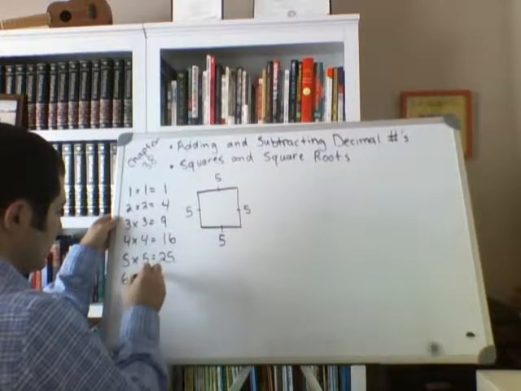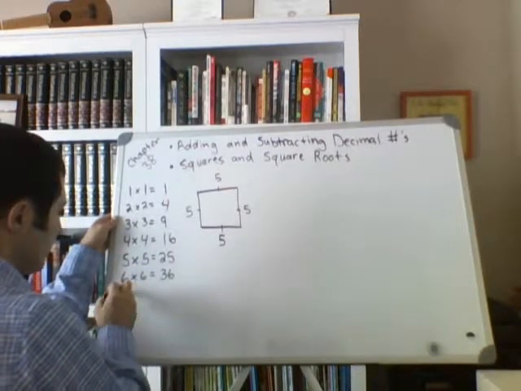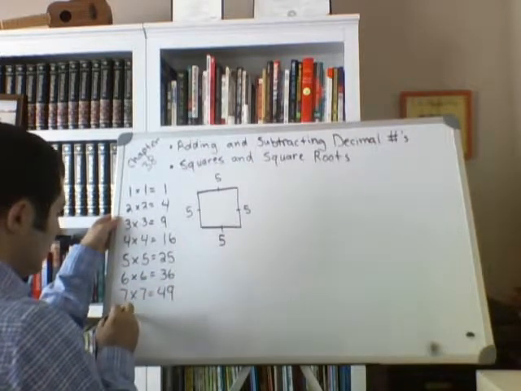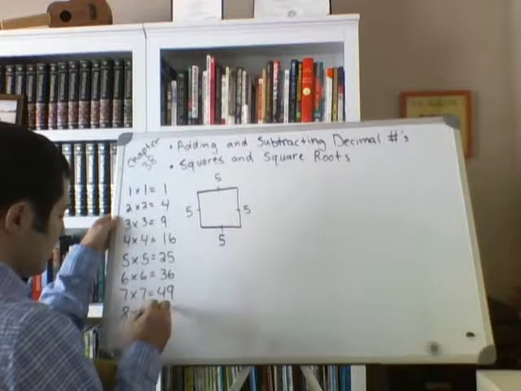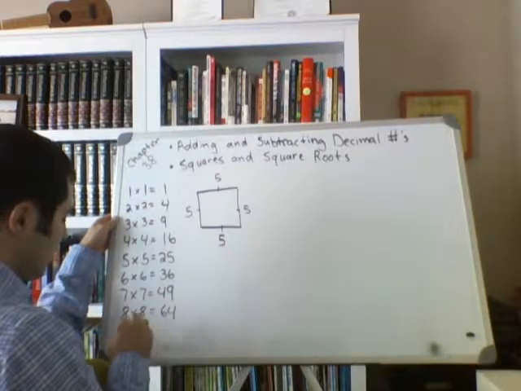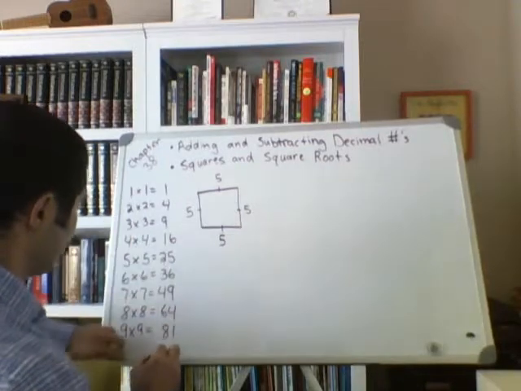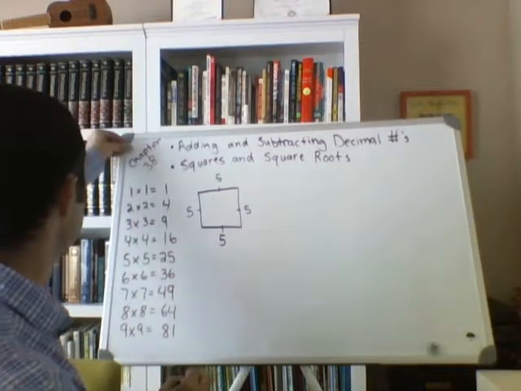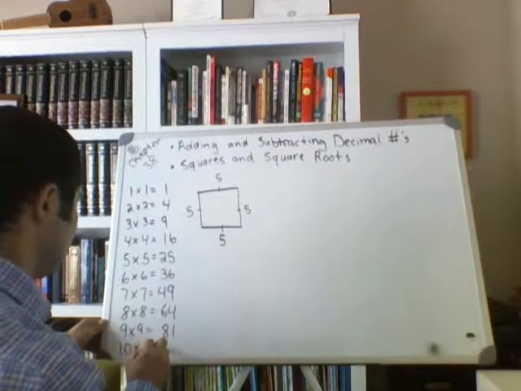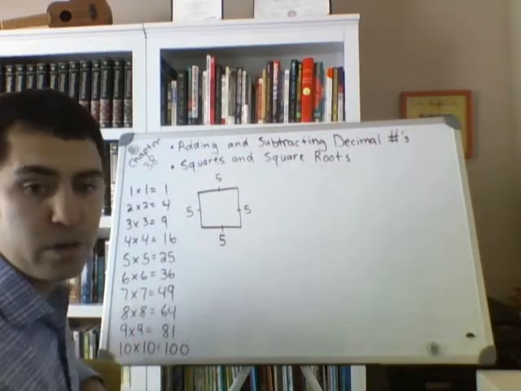6 times 6 is going to equal 36. 7 times 7 is going to equal 49. 8 times 8 is going to equal 64. 9 times 9 is going to equal 81. I'm out of room, so I'm going to move my little magnet. 10 times 10 is going to equal 100.